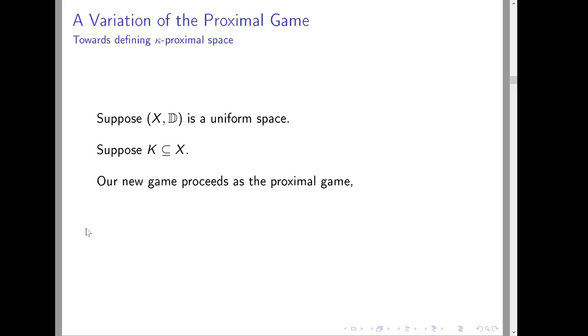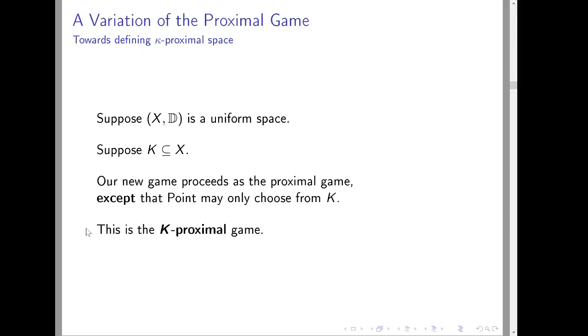So let's define a kappa proximal space. It's going to use a game just like the proximal one, and it's very similar, so this will be quick. We start with a uniform space, but what's different here is I first fix a subset K of my space X, and then we're going to play the same game we just played, except we'll put an additional restriction on point, that he's only allowed to choose from the set K. So obviously this game depends on K, so I'll call this the K proximal game.